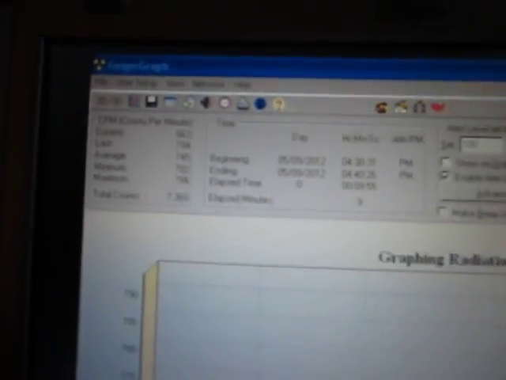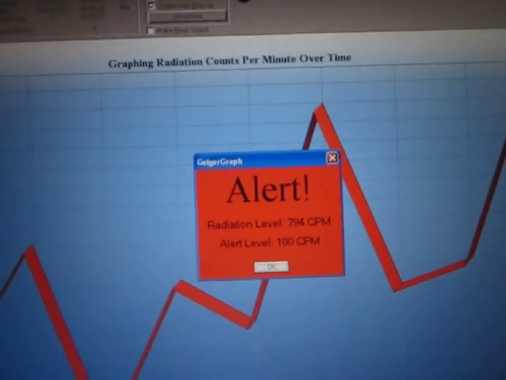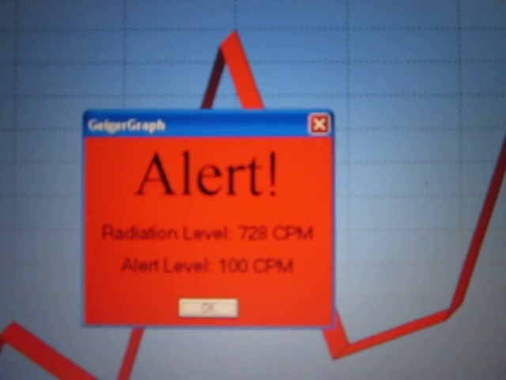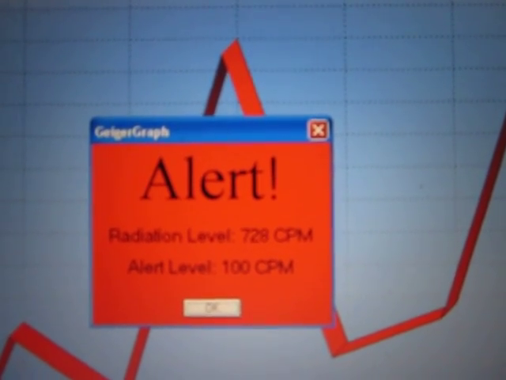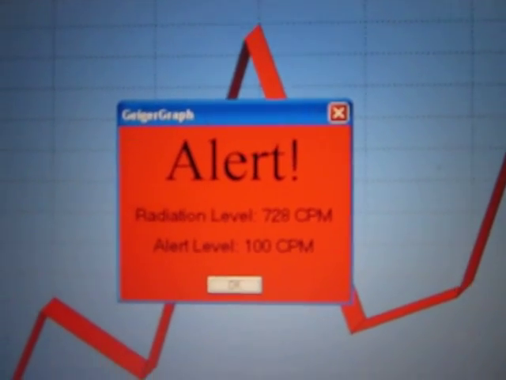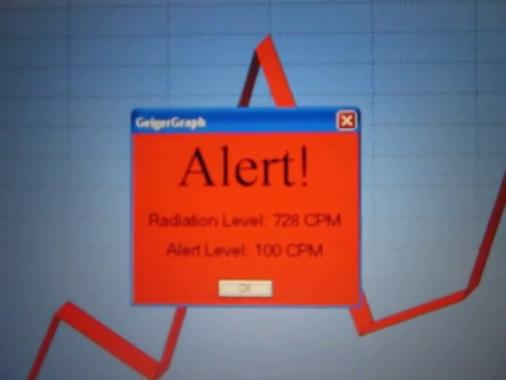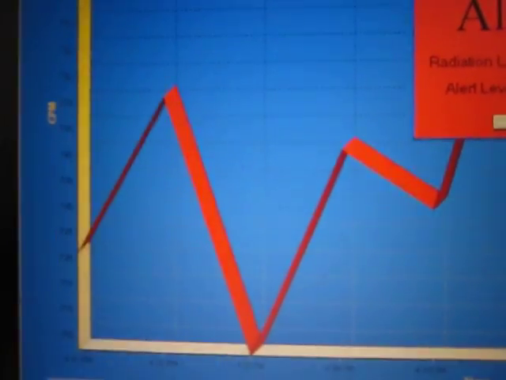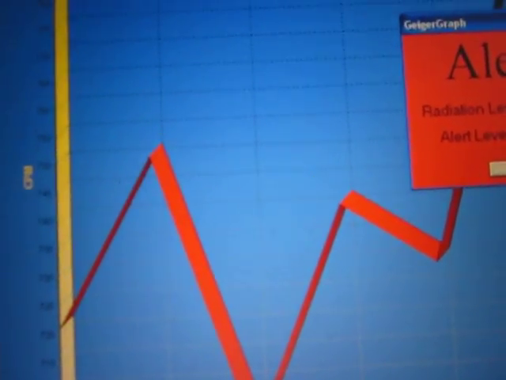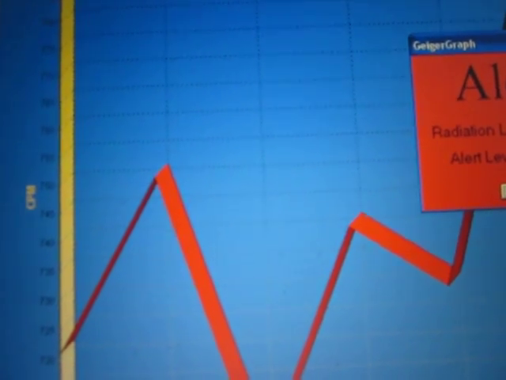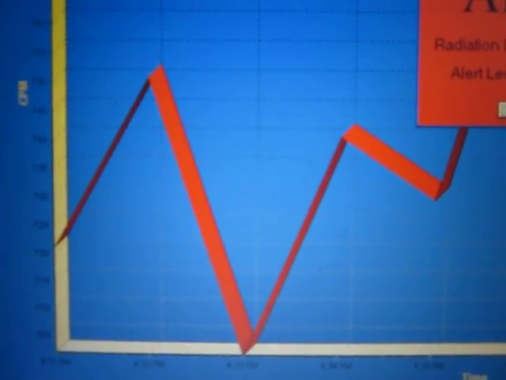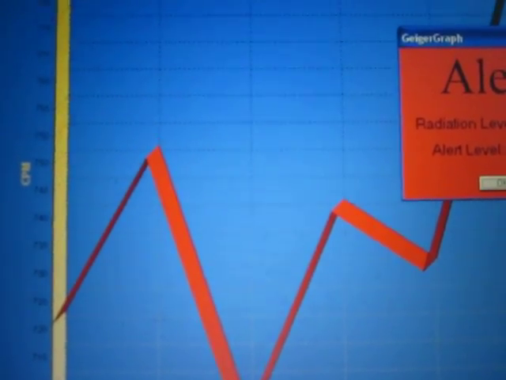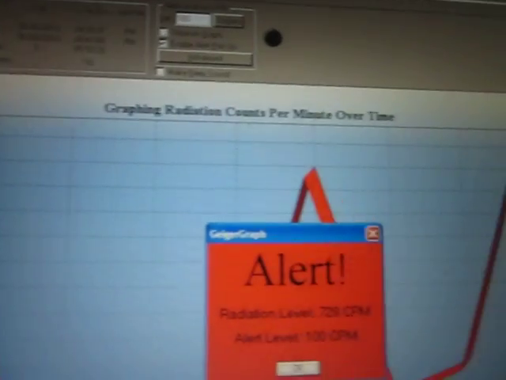The resolution isn't very good this close up to the camera. Right now, okay, current level, 729 counts per minute. The CPM changes every minute on this red boxed alert. Here's our graph. The lowest number on the graph is 705 counts per minute in the lower left corner, and the maximum is 794 going up this side.